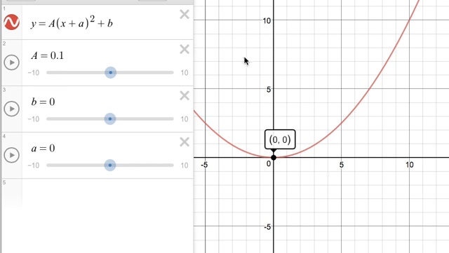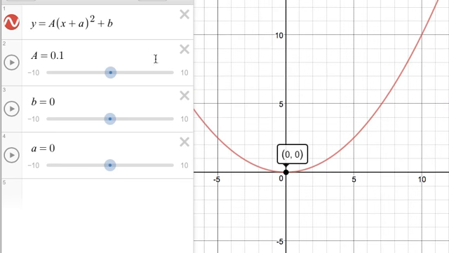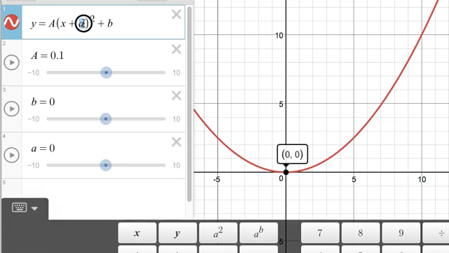So that's vertex form. The capital A changes the shape of the graph. These values here change the point of the vertex, and because these values little a and little b are directly linked to the coordinates of the vertex, that's why we call it vertex form.